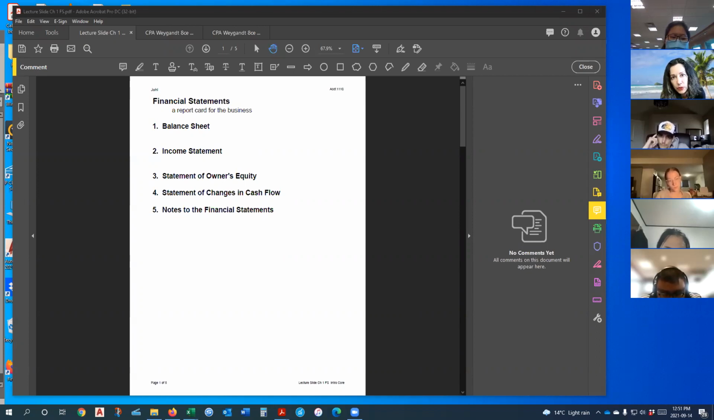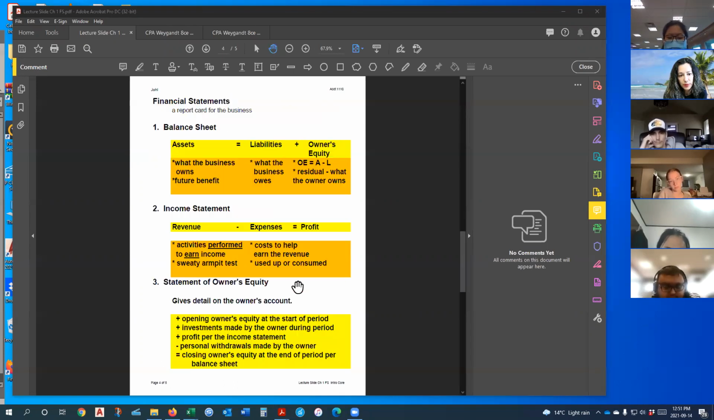The statement of cash flow, you'll do in accounting 1210. That's cash in minus cash out. And the notes to the financial statements: if you can't say it in dollars, and it's relevant information to users, they need that information, or it's desirable for them to have it, then we would put it in the notes to the financial statements. What we did is we broke it down right here, okay? And 1, 2, and 3, balance sheet, income statement, and statement of owner's equity.